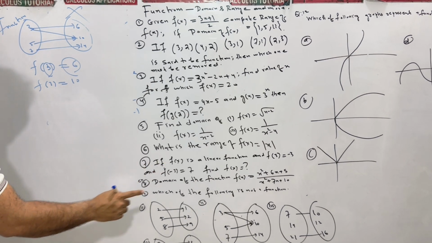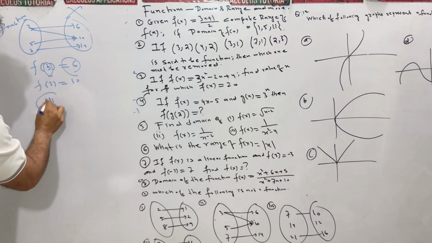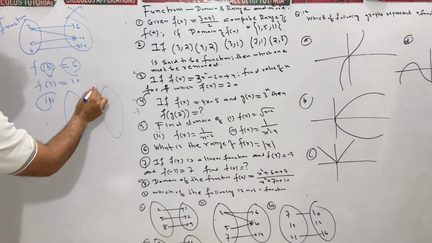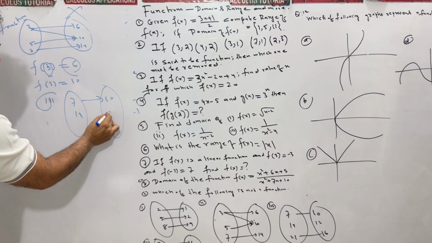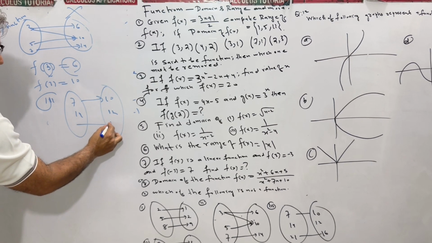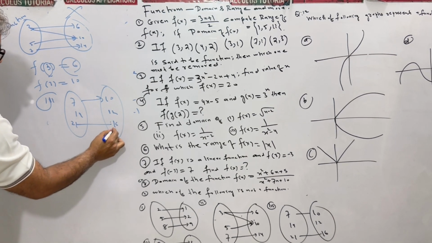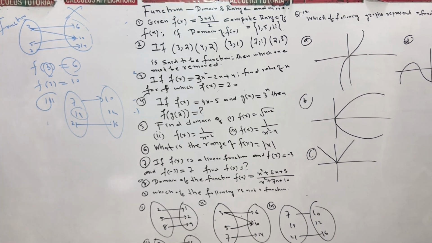Let me check option number 3. To me, it's a good one. 7 is related with 10. 14 is related to nothing. 21 is related to 16. Look, 14 has no image. It is a violation of the definition of a function.